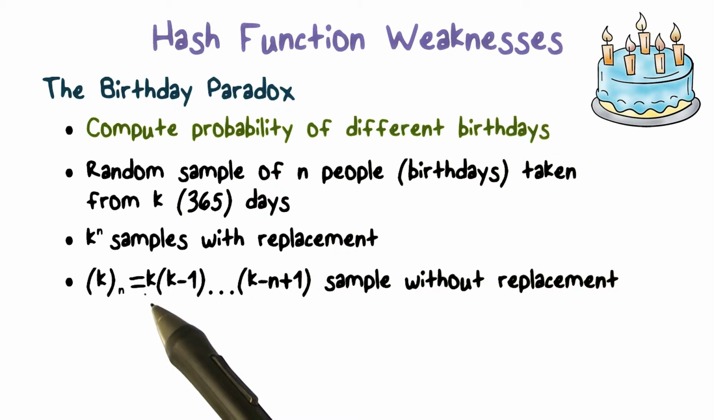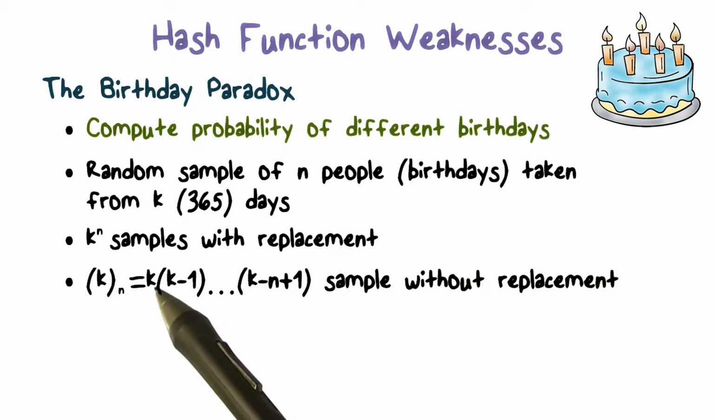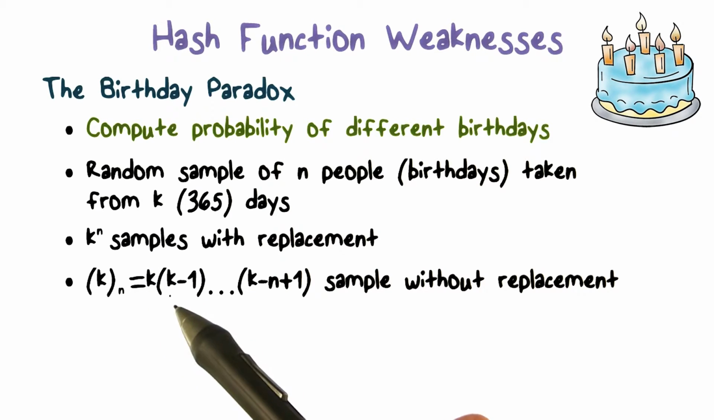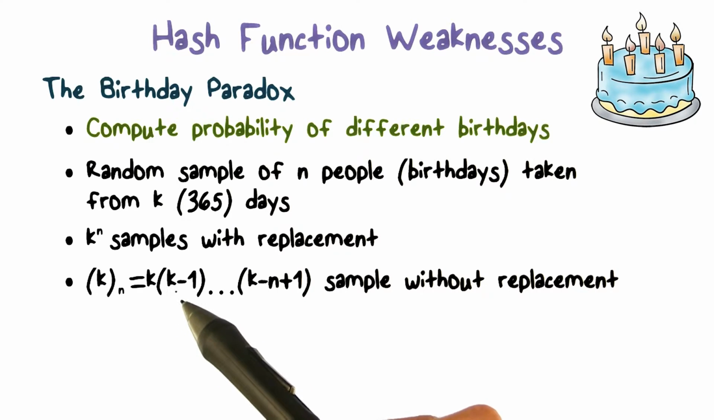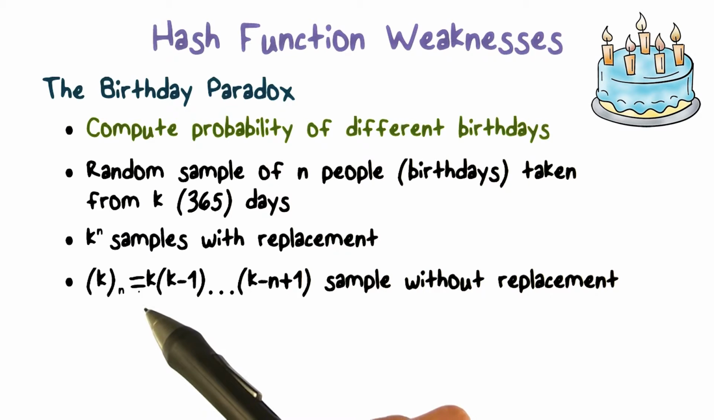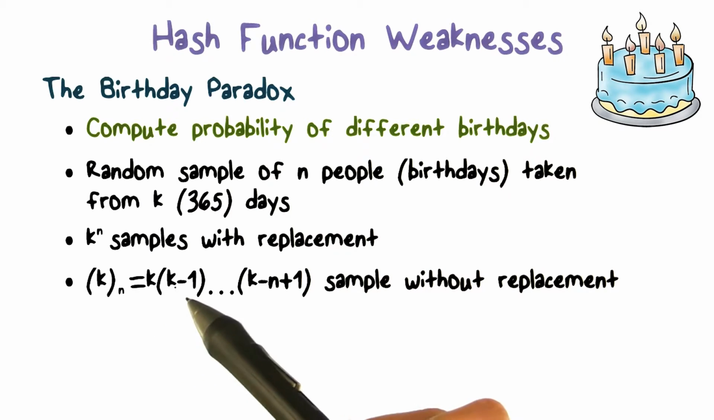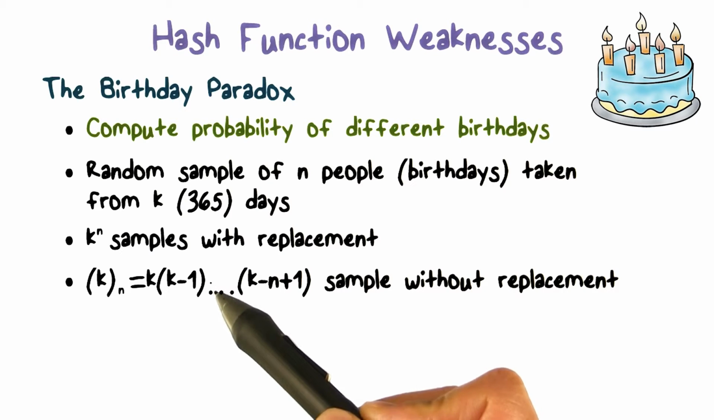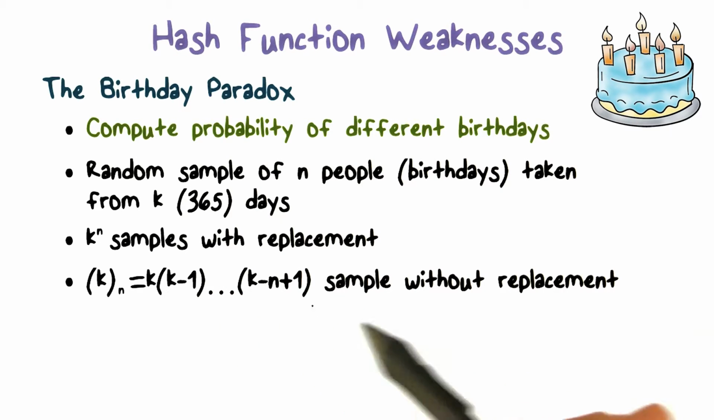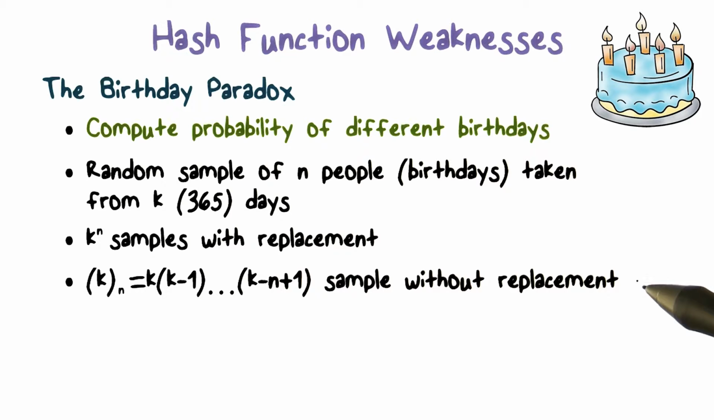Because the first person can choose any of the k days. Once he makes his choice, the next person can only have k-1 choices, because we don't want this second person to have the same birthday as the first person. And once the first 2 people have chosen their birthdays, the third person can only have k-2 choices, and so on. So this is the number of possible scenarios when we insist that no 2 people should have the same birthday.